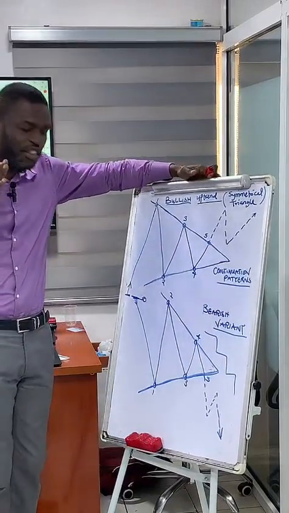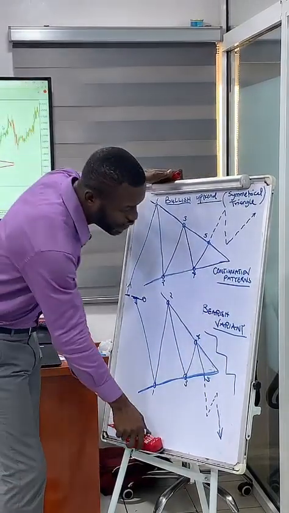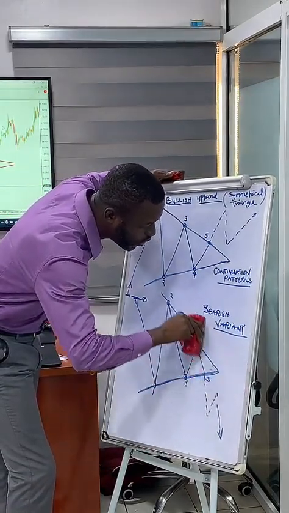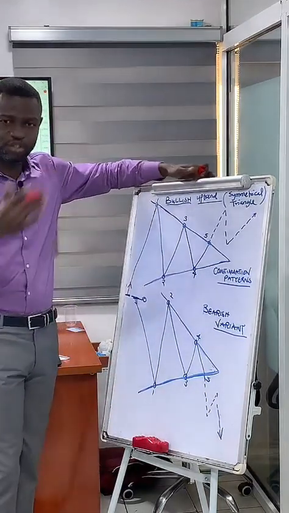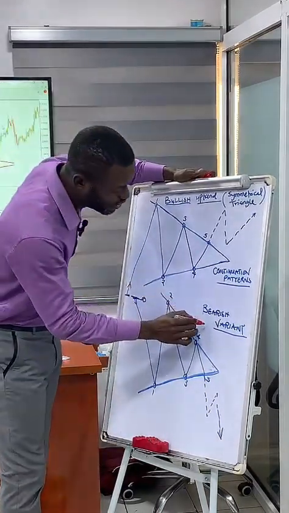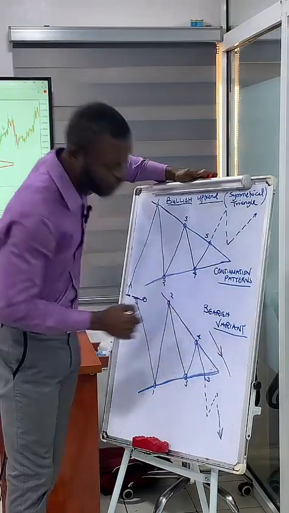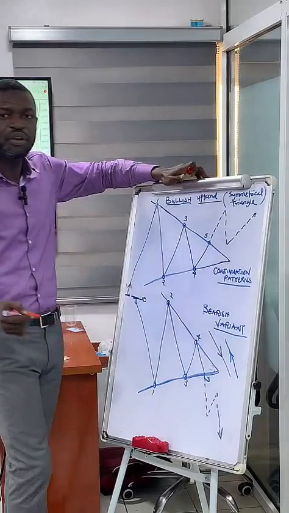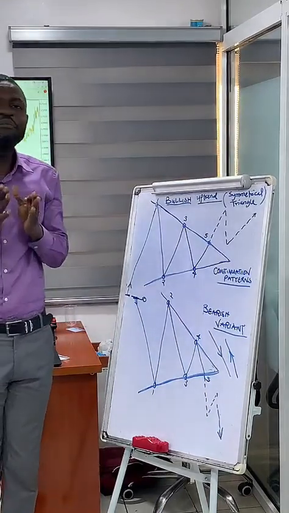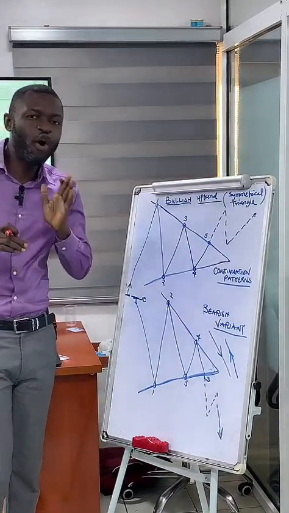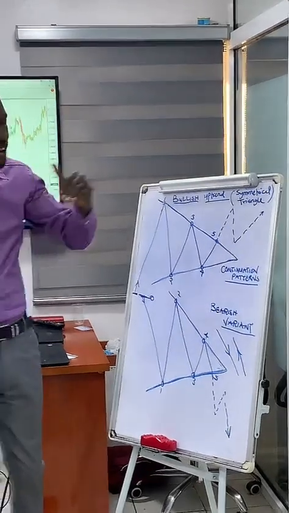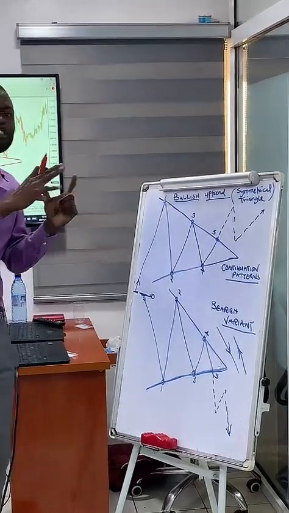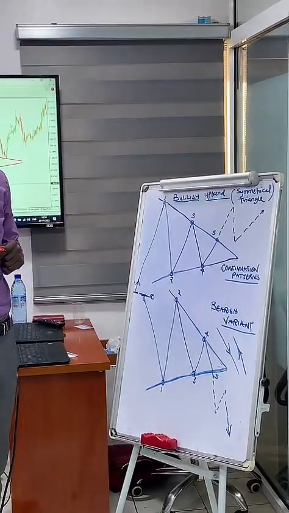Then the next thing is that if a market is going in a particular direction, say a downtrend or an uptrend, there are some patterns the market makes in an uptrend or in a downtrend, and you will know that these patterns are continuation patterns.